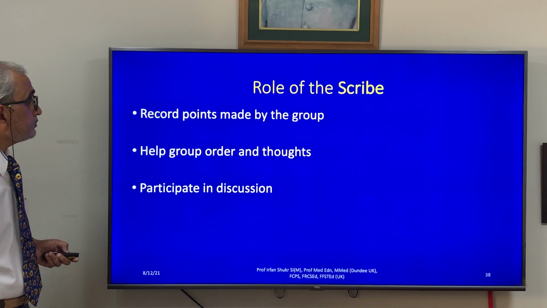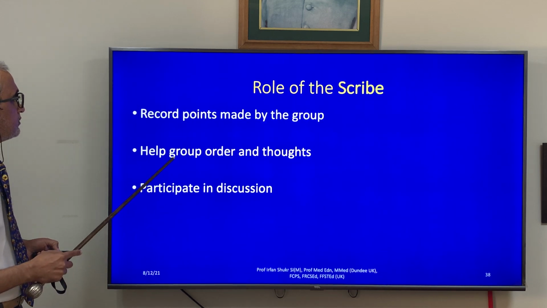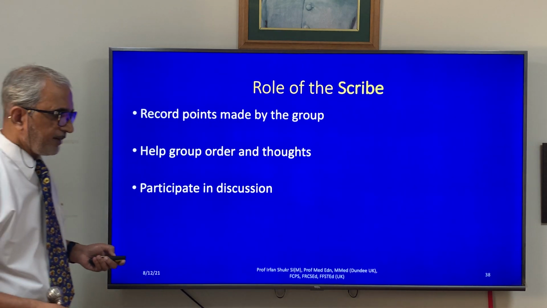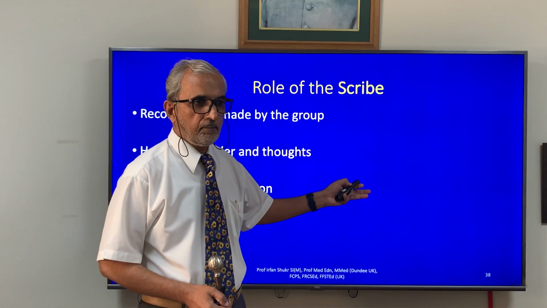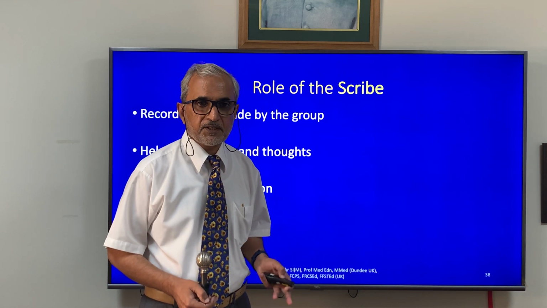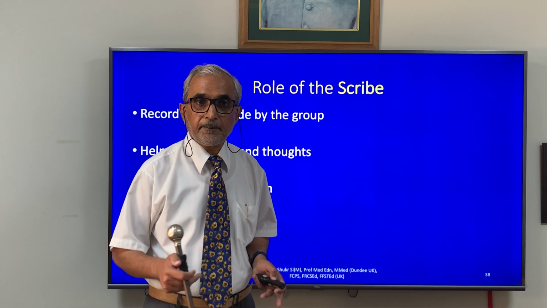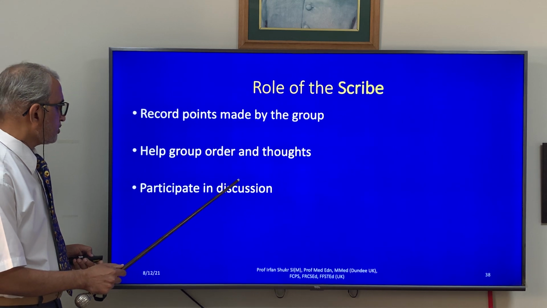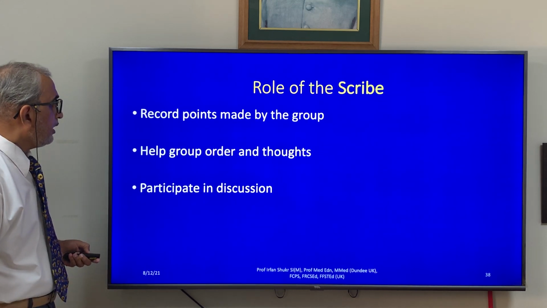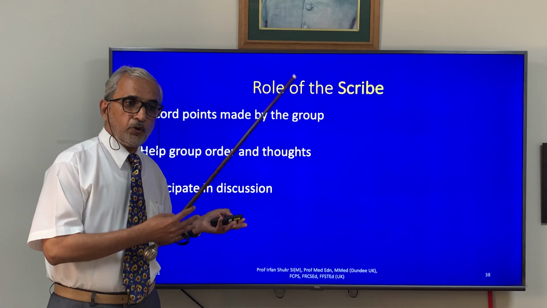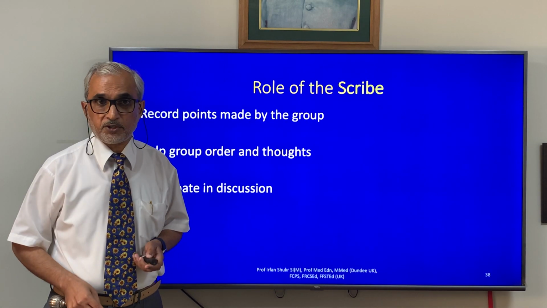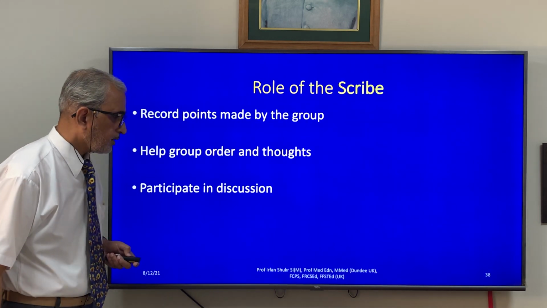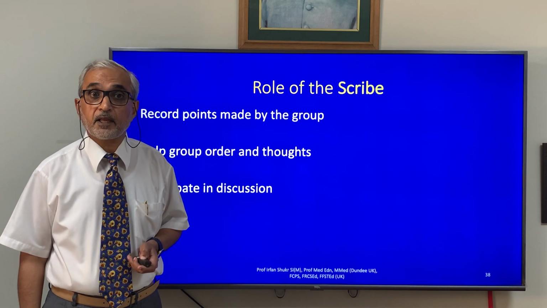So what does the scribe do? The role of the scribe is to record points made by the group. So the scribe stands with a whiteboard or blackboard, and whatever points the group is bringing up, the scribe writes them on the board. He helps the group order its thoughts. When many points are coming on the board, it helps to organize those thoughts in words and sentences. At the same time, he is also participating in the group discussion.